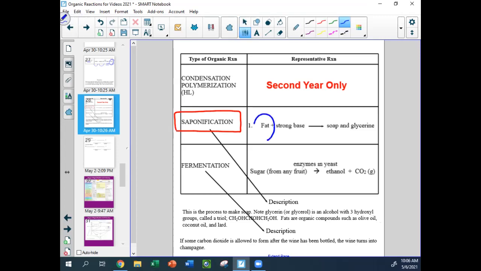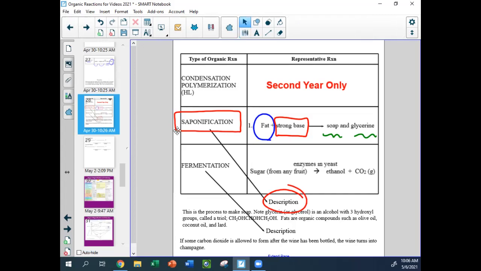You take any fat, and that fat could be an oil, it could be lard, and you react it with a strong base, something like sodium hydroxide or potassium hydroxide, and it makes soap and glycerin. Soap and glycerin. If the strong base that you use is sodium hydroxide, you'll get a solid soap. If the strong base that you use is potassium hydroxide, you'll make a liquid soap. Please read the description here at the bottom and on the side of your sheet.